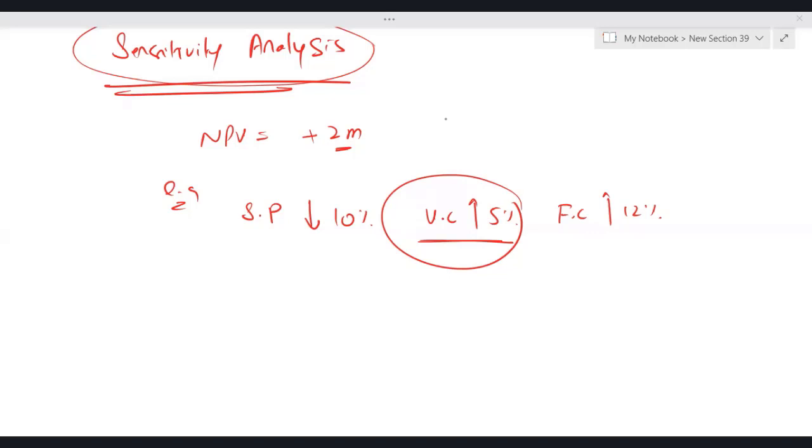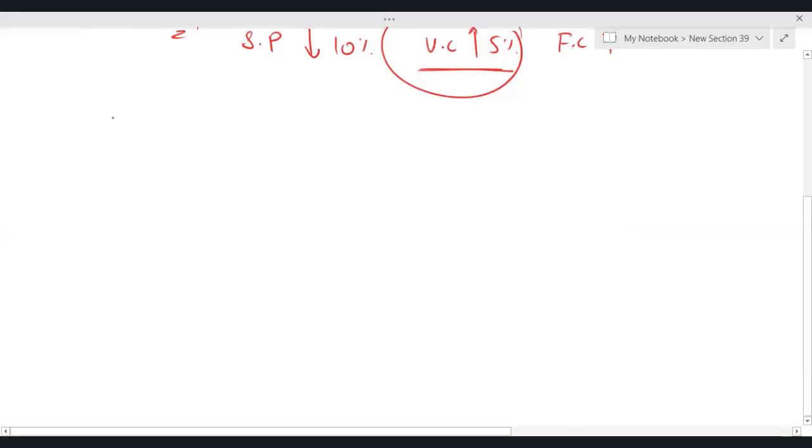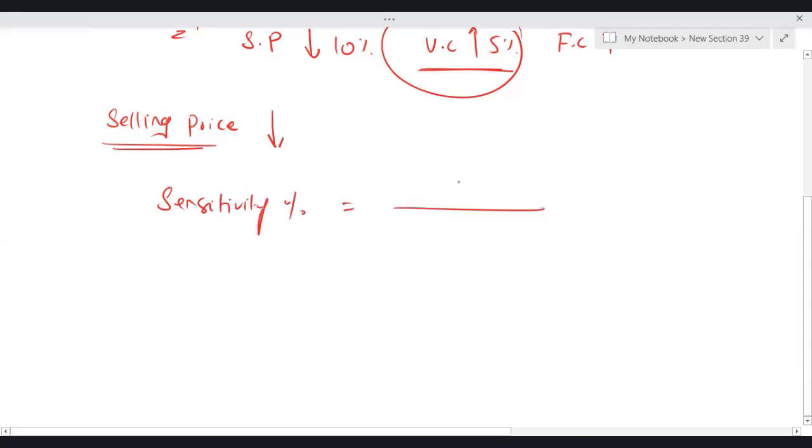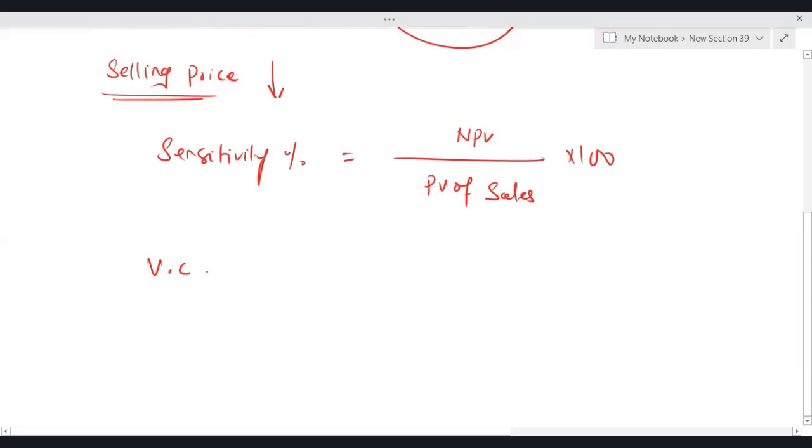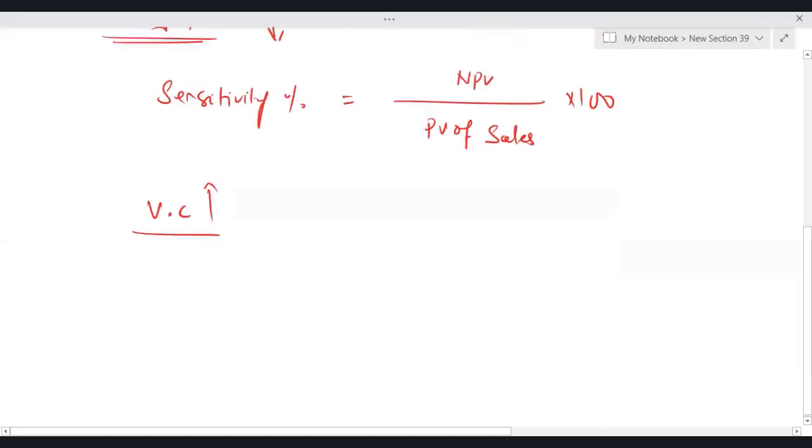Now let's see how we apply sensitivity analysis. Let's say we are applying sensitivity analysis on the selling price. Definitely, if selling price reduces, there is an adverse change and that will make NPV zero. How will you calculate the sensitivity percentage? Sensitivity percentage is equal to NPV divided by present value of sales, into 100, so that you have the answer in percentage. Variable cost: obviously, an increase in variable cost is an adverse event. How will we calculate the sensitivity percentage?